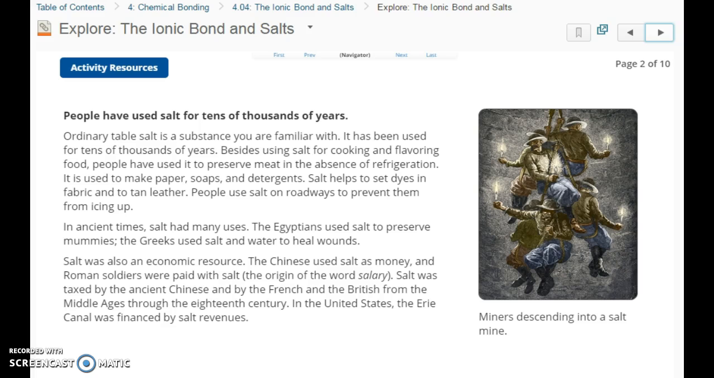Salt was taxed by the ancient Chinese and by the French and the British from the Middle Ages through the 18th century. In the United States, the Erie Canal was financed by salt revenues. And now we don't think anything of salt. I mean, it's like 80 cents for however many pounds of it at the store. But it used to be a huge commodity.